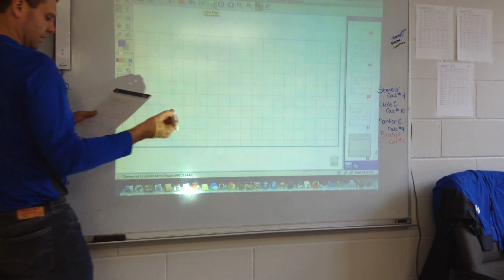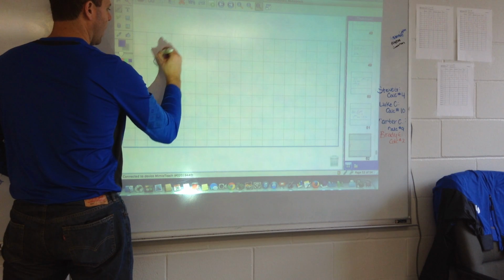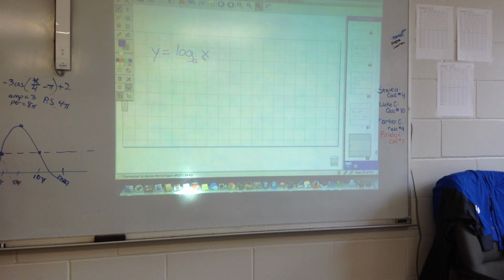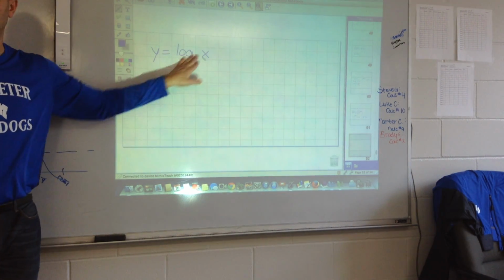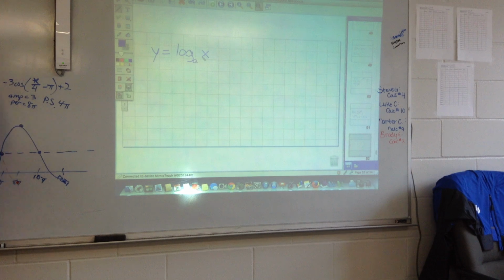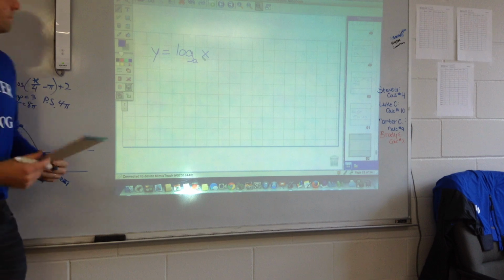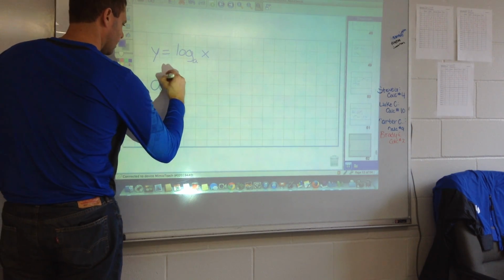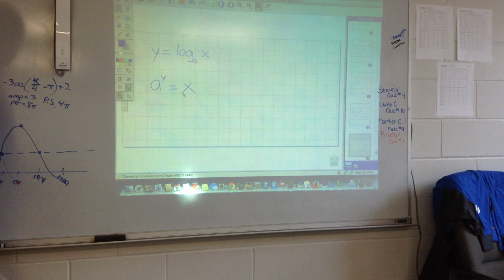Let me do it this way. Let's say I have y equals log to the base a of x. I know this is what we're finding the derivative of here in a second, but I'm just going to write it as an equation like you saw in algebra 2. Change forms. Change it to exponential. Something to the something equals something. A to the y equals x. Very good. A to the y power equals x.